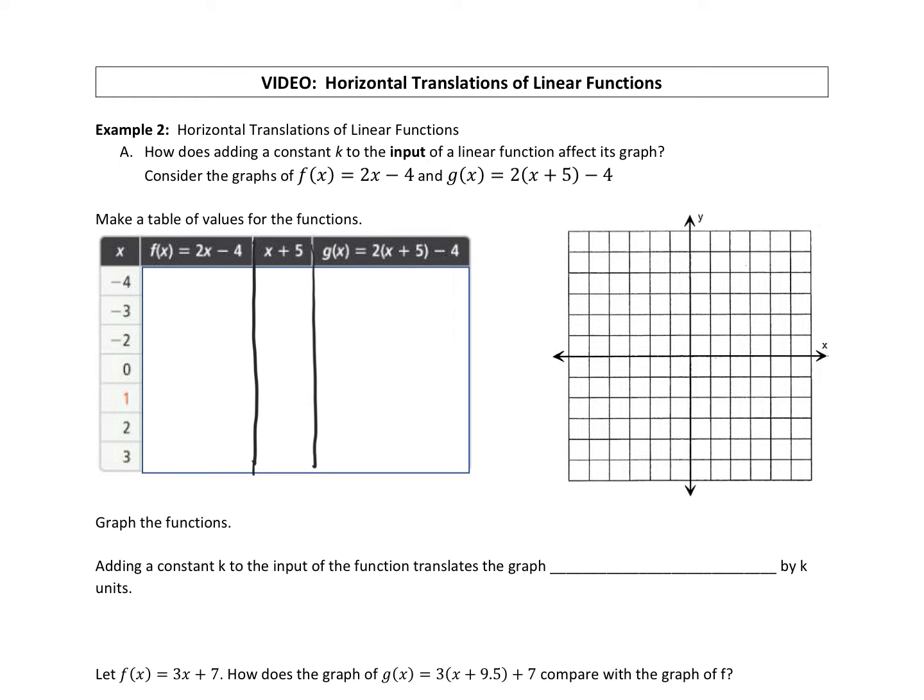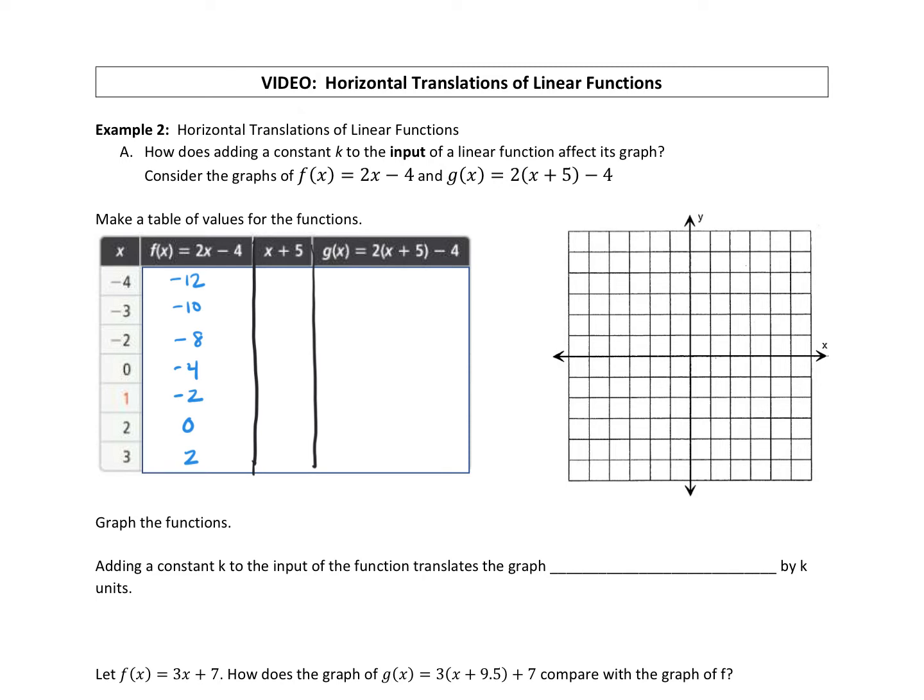If you plug in a negative 4 for the x, you're going to get a negative 12. If you plug in a negative 3, you'll get a negative 10. A negative 2 will give you a negative 8. If you plug in a 0, you get a negative 4. If you plug in a 1, you get a negative 2. If you plug in a 2, you get a 0. And if you plug in a 3, you get a 2. Again, all we did, maybe I'll just highlight this 3 down here: 2 times our x, well, if our x is 3, 2 times 3 is 6. 6 minus 4 results in that 2.